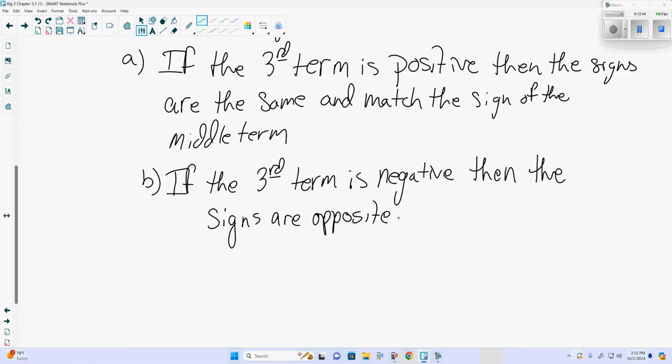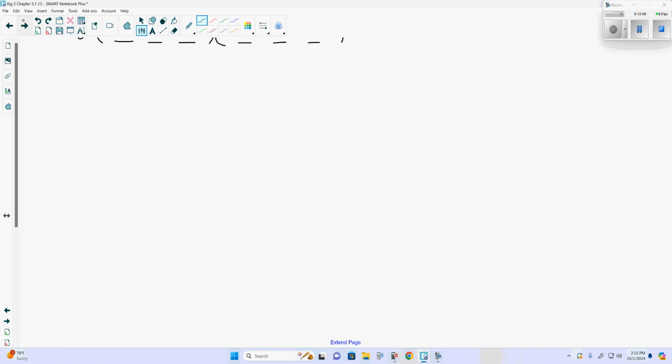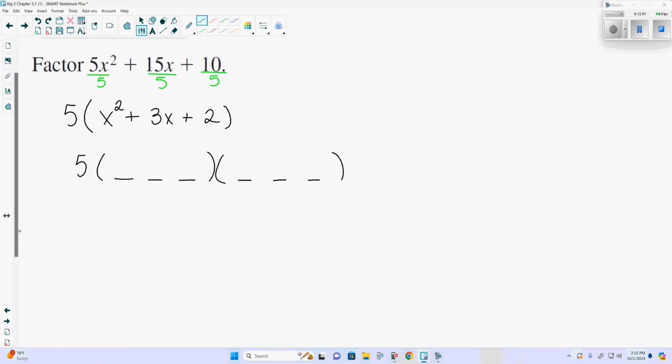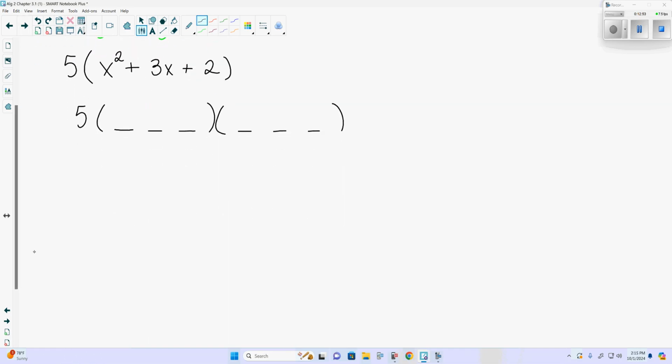Questions on this here? So, let's look at this here. If the third term is positive, then the signs are the same and match the sign of the middle term. If the third term is negative, the signs are opposite. So the third term, is it positive or negative here? Positive. So the signs are the same and they match the sign of the middle term, which is positive, so they're both positive.